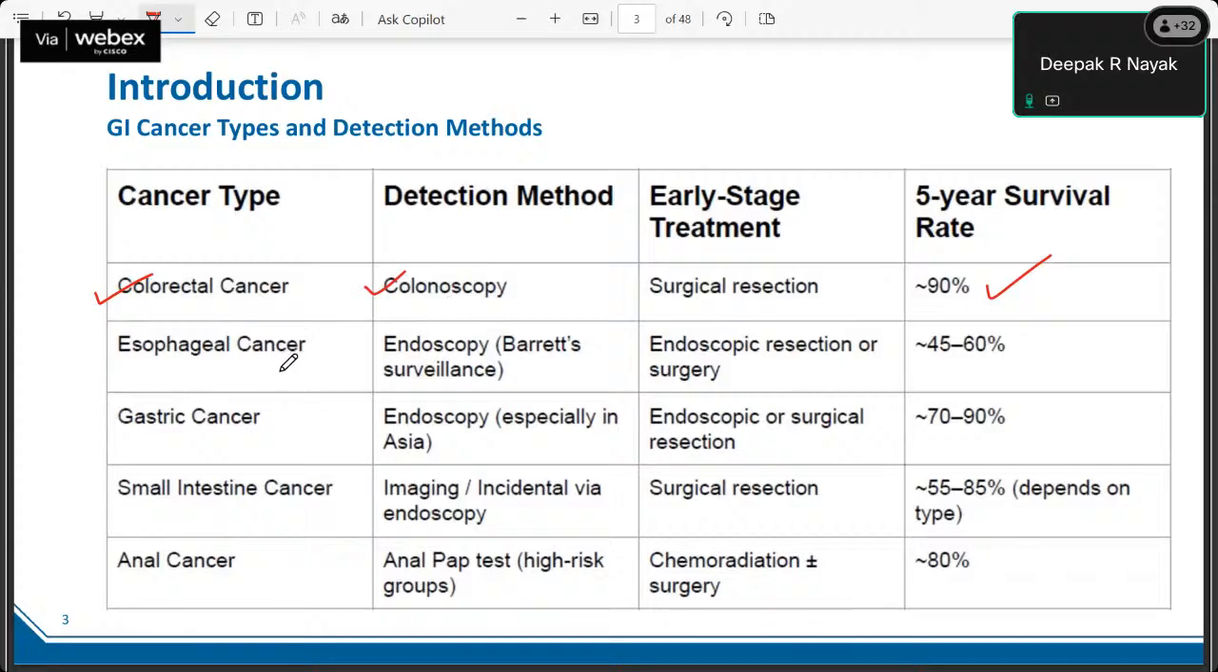There are also other types of cancers which we have discussed, like esophageal cancer, gastric cancer, small intestine cancer. We have seen anal cancers, and here are the detection methods, as well as the early-stage treatment procedures and the 5-year survival rate percentages and all.